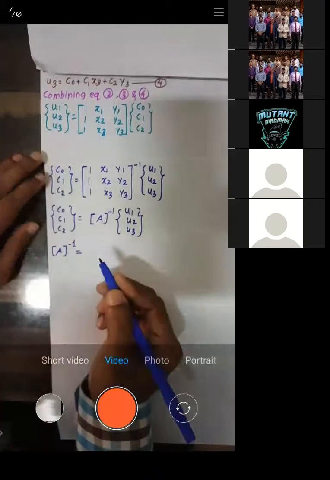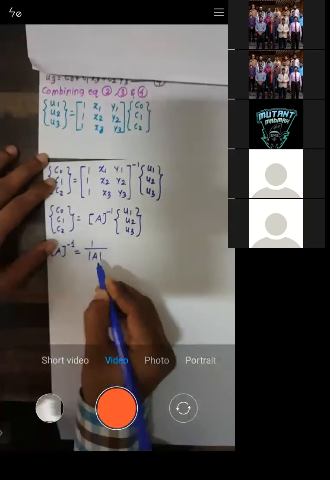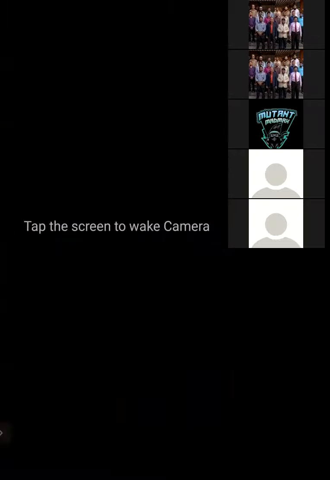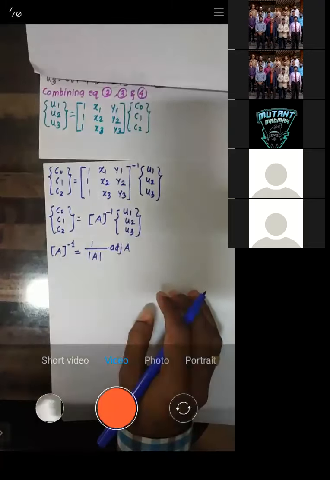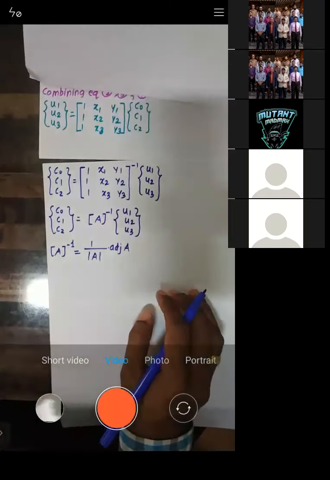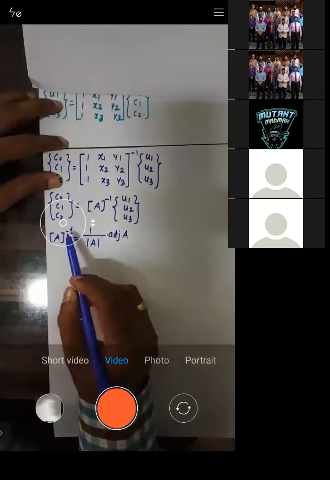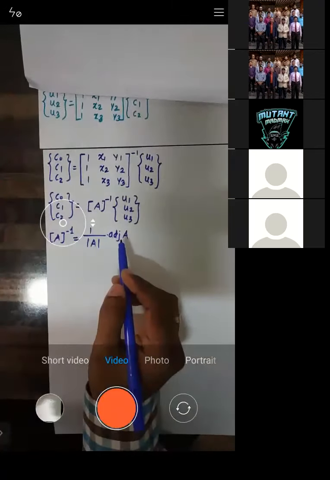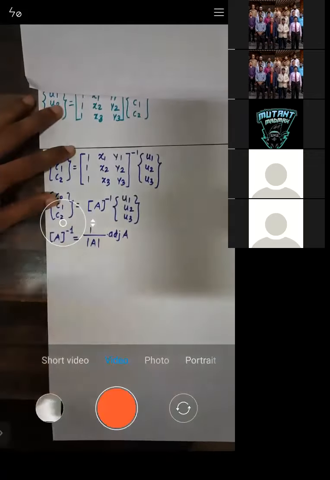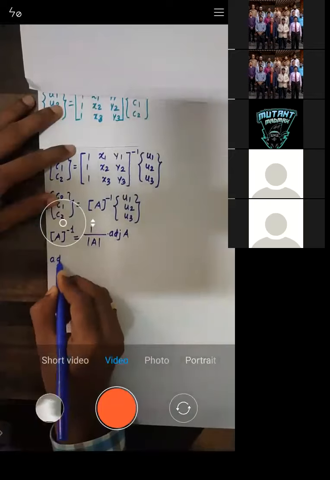If we want to calculate the inverse of any matrix, it is given by 1 by mod of A into adjoint of A. This is how you calculate the inverse of the matrix. For calculating the inverse, we require mod of A and adjoint of A. So let us start with the adjoint of A. How do we calculate adjoint of A?